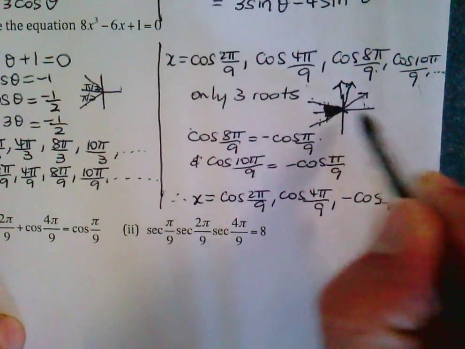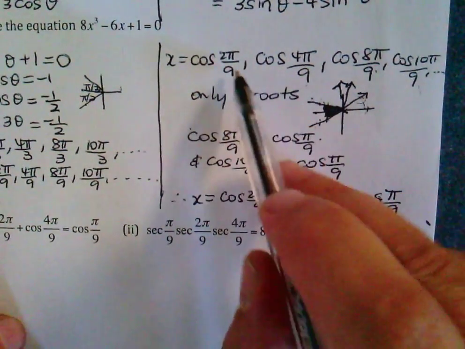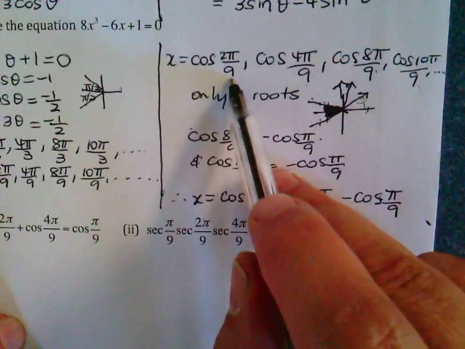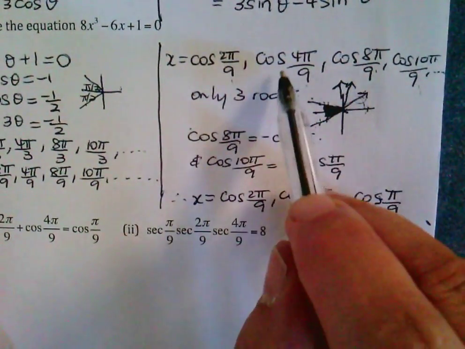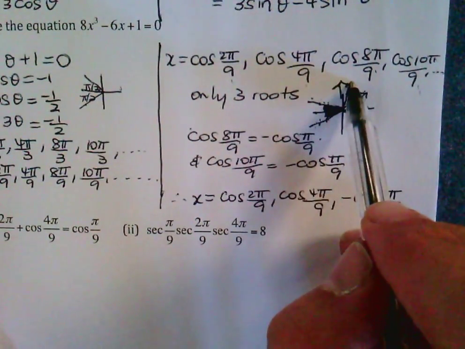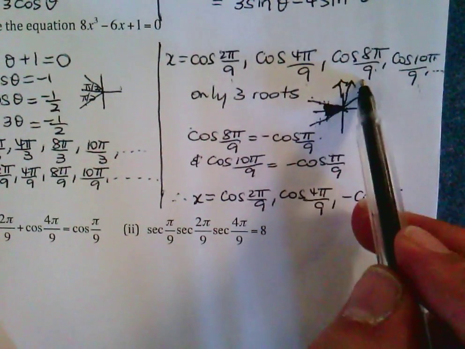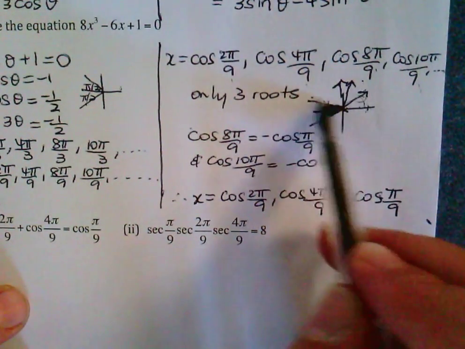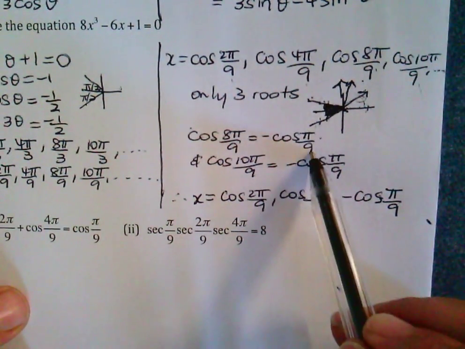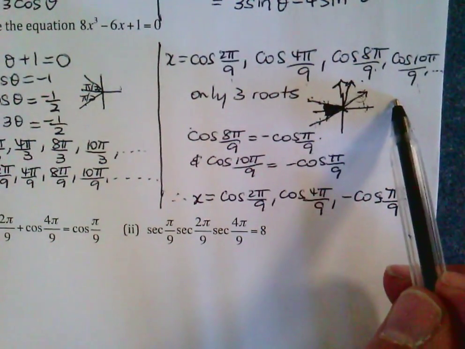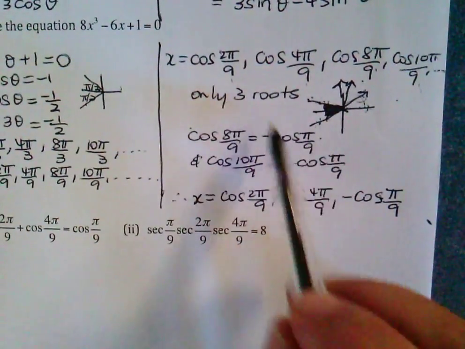I know I've put here where these particular angles are. Cos of 2 pi on 9 is just cos of 40 degrees if you convert that to degrees. So that might be this one. It's positive. Cos of 4 pi on 9 is like cos 80. So they're going to give different answers. Cos of 8 pi on 9 is actually cos of 160. That's the same as negative cos 20 or negative cos pi on 9. And cos of 10 pi on 9 is cos of 200, which is also negative cos 20. And that's what we're saying here.